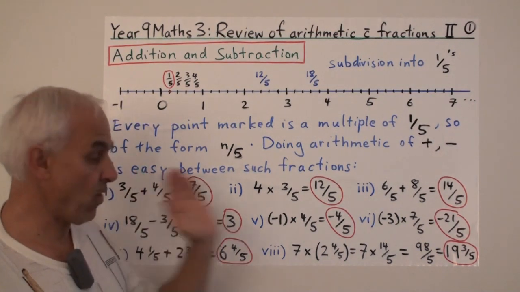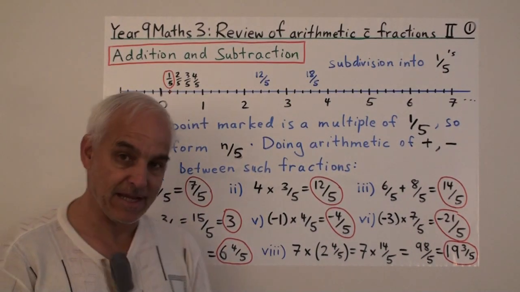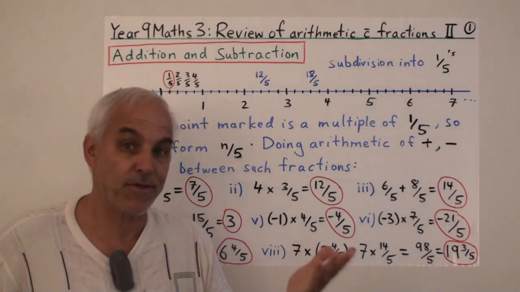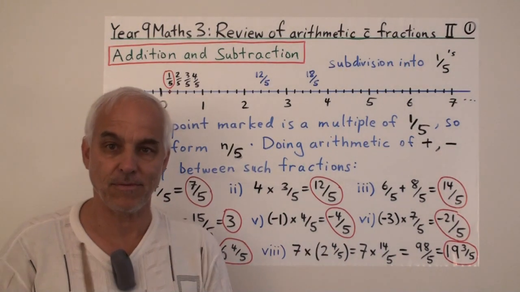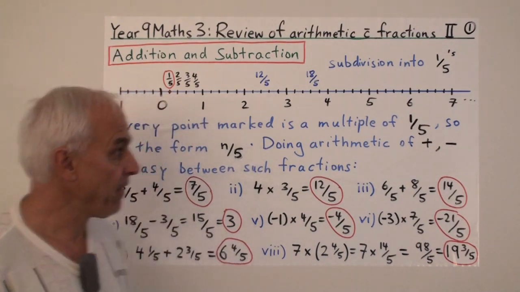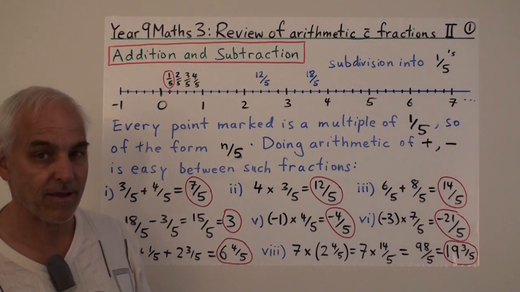In this case, always 1/5. And exactly the same kind of reasoning works when we're working with fractions whose denominators are always 1/3 or 1/7 or 1/23 or something like that. If the denominators are always the same, then the arithmetic is really very much just like integer arithmetic.